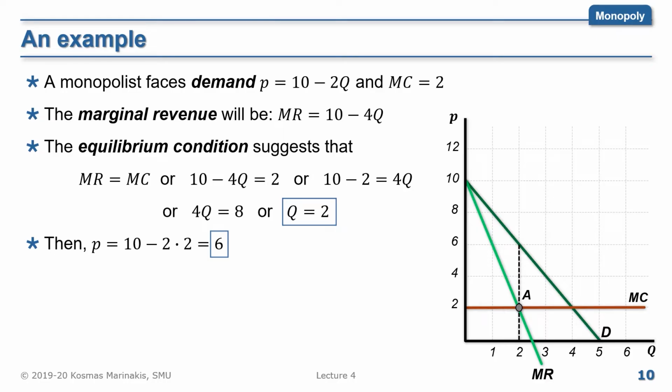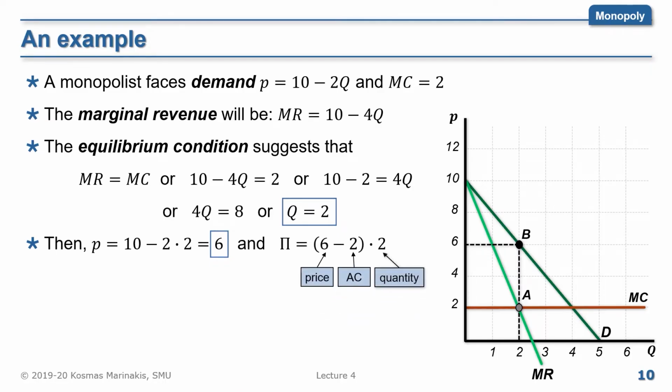If I project A above to my demand curve, you will see that this occurs exactly at 6, and this is how you derive this equilibrium for the monopoly. It's very easy. Now my profit will be equal to 6, which is the price, minus 2, which is the average cost, times the quantity, which is also 2. This will give me a profit of 8 for the monopolist.